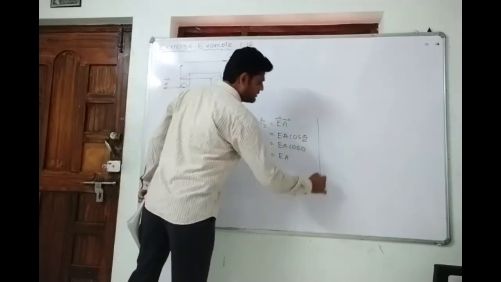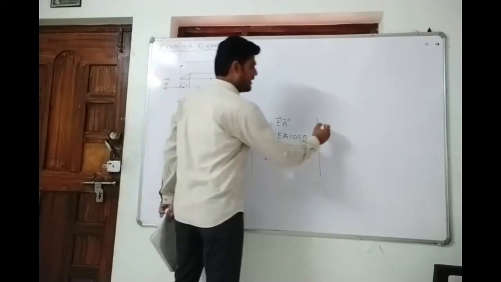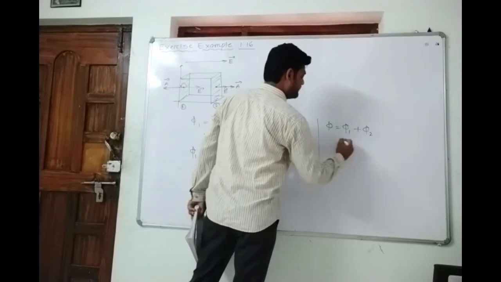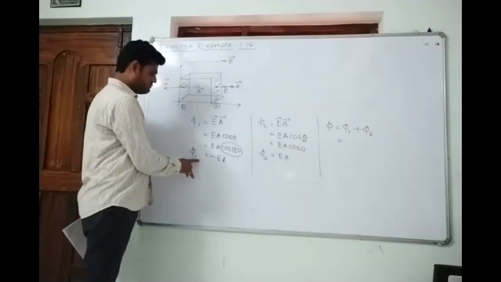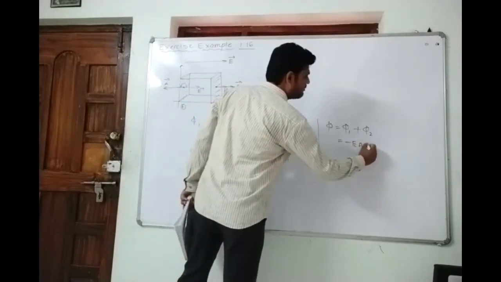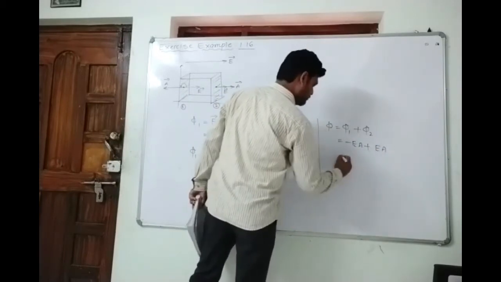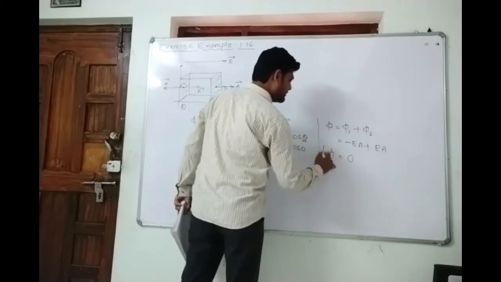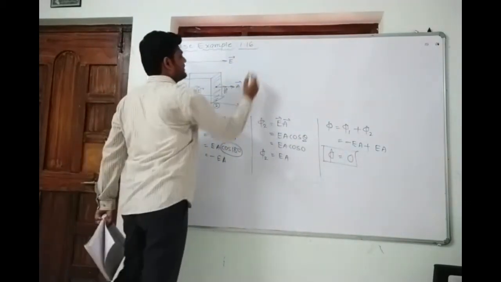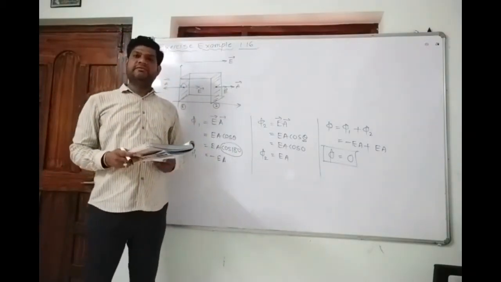Now the total flux linked with the cube is phi equal to phi 1 plus phi 2. As we know, phi 1 equals minus EA and phi 2 equals EA. So the total flux linked with the cube is equal to 0. This is your example 1.16. Correct? Now we will see example number 1.17.